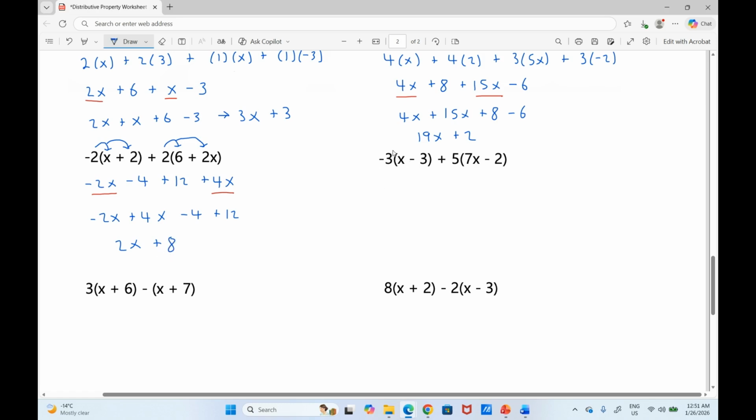Okay, now for this one, I do the same thing. I'm going to apply the distributive property here and here. So negative 3.